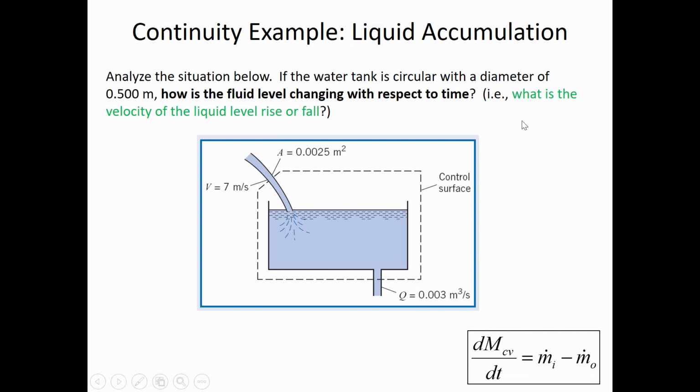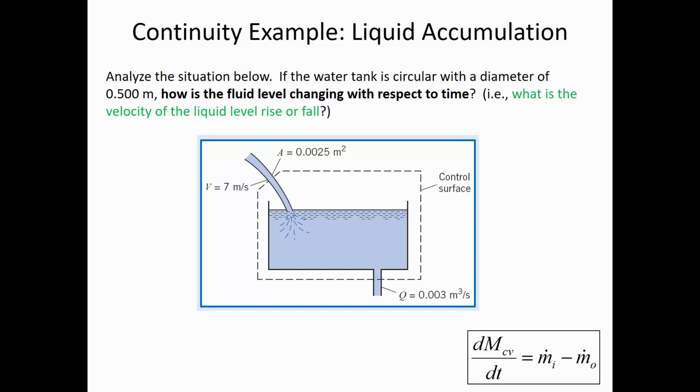Okay, so let's get some more experience with this idea of keeping track of flow in and flow out, the continuity principle. Continuity meaning that the mass has to go somewhere. If we have mass coming in through these control surfaces that are defined, and inside, encompassed by the control surface, is a storage area, like this tank, how is the fluid level changing over time? In this case, what we want to know is the velocity of this liquid level. Is it going up or is it going down, and at what speed?